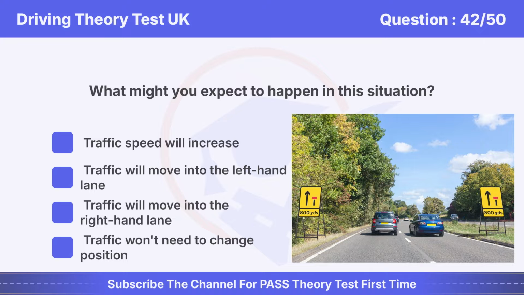Question 42. What might you expect to happen in this situation? Option A. Traffic speed will increase. B. Traffic will move into the left-hand lane. C. Traffic will move into the right-hand lane. D. Traffic won't need to change position.